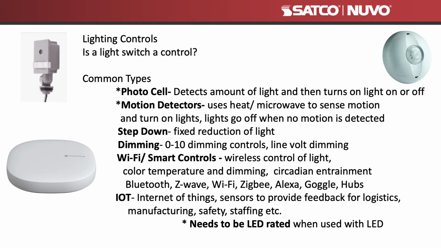A photocell, we all know them. Those are used mostly outside for dusk to dawn. The photocell detects a small amount of light and turns the fixture on. And then as the sun comes up, it detects a lot of light and turns the fixture off. They are very effective, but are there some other things we can do?